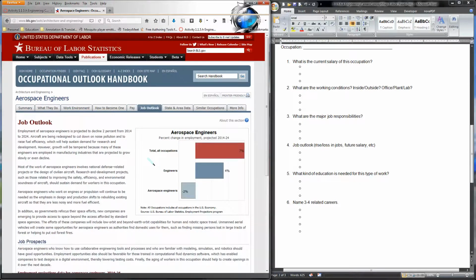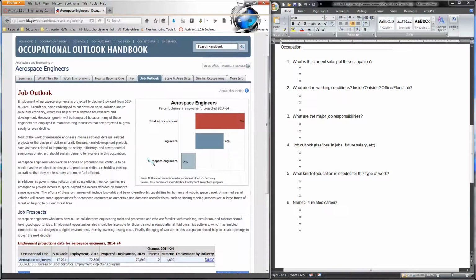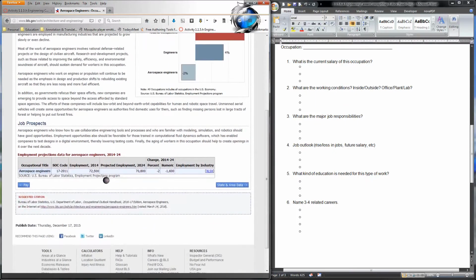For the job outlook, it talks about what it's going to look like here in 10 years from 2014 to 2024, or whatever the years may be when you access this site. It's going to have different information about how this job is going to grow or maybe shrink. If we look down here, there's a chart on most of these jobs that will talk about the employment in 2014 and how many jobs there were in that career at that time, and then how many they predict will be in the career in 2024.